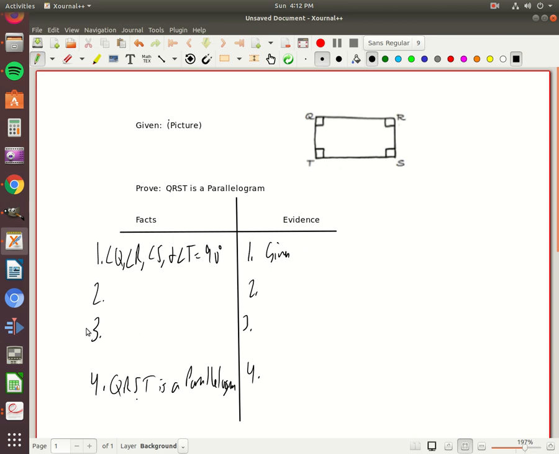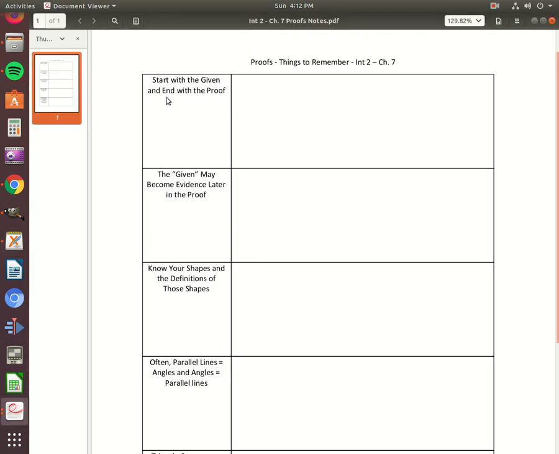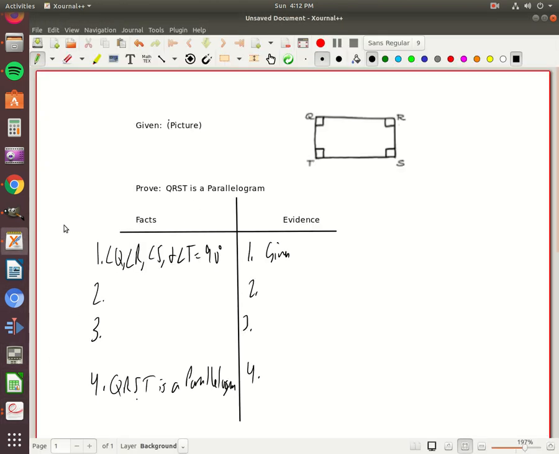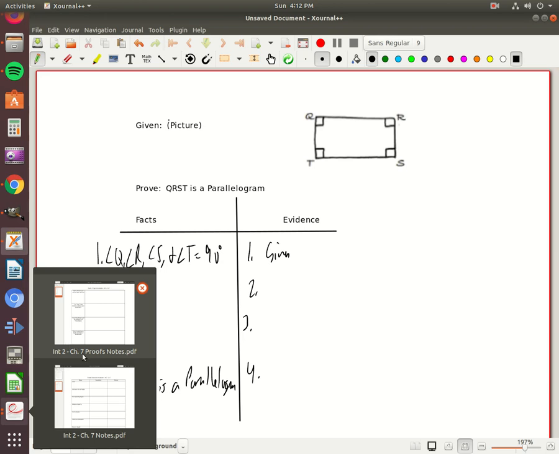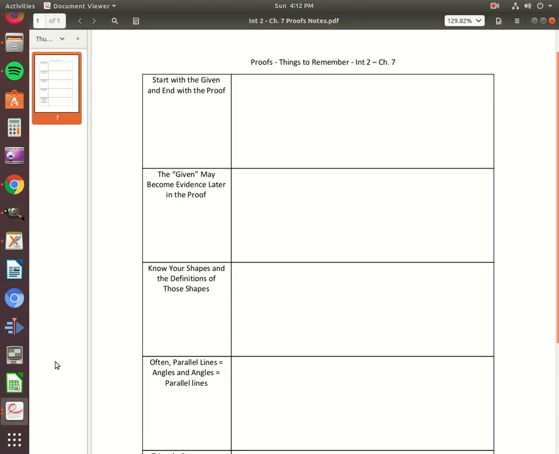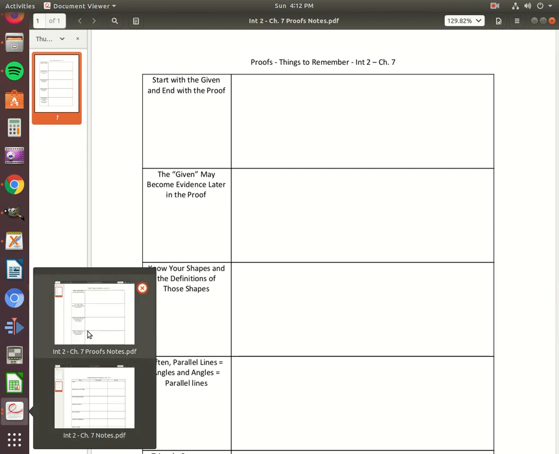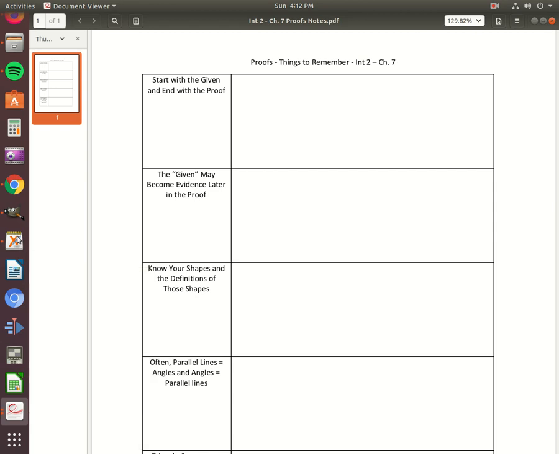So that's how far we get just from step 1, right? We started with the given and we end with the proof. Now the given may become evidence later in the proof, so let's take a look here. The fact that these add up to 90, I don't think I'm going to say anything like equals 90, so that's probably not going to be what it is. Know your shapes and definitions of those shapes.